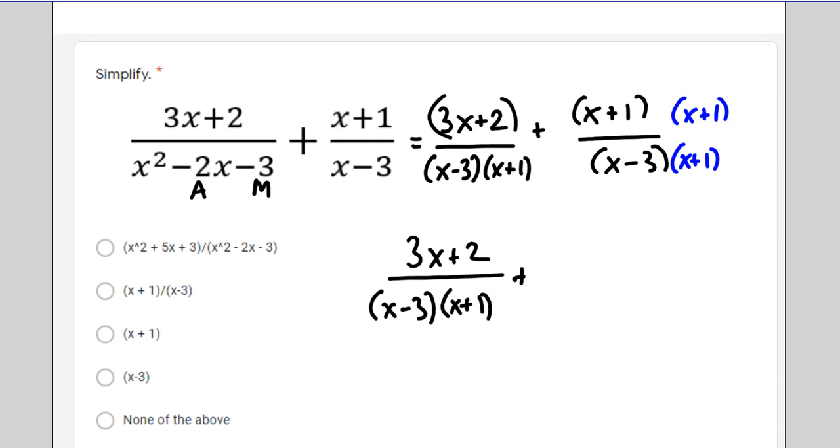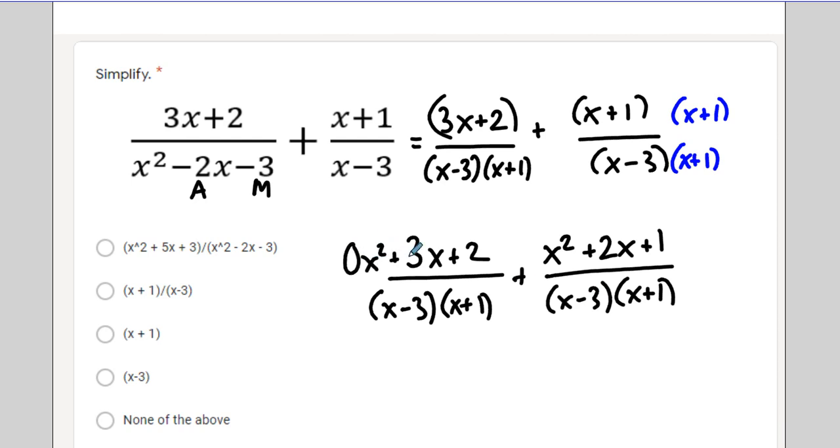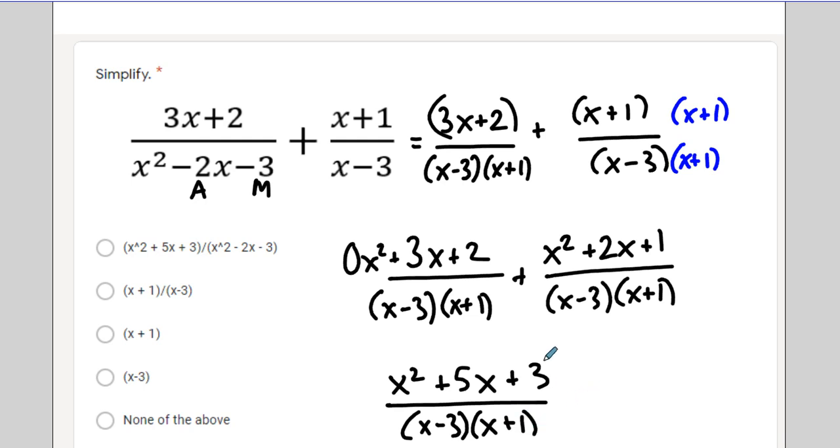Up here, I need to multiply it out, double distribution, x times x to be an x squared. I'd end up getting 2x's plus 1 once I multiply it all out. Now that they have a common denominator, I can just add all the top pieces. This is essentially 0x squareds plus 3x plus 2. If I add 0x squareds plus 1x squared, I get an x squared. 3x's plus 2x's is 5x's. 2 plus 1 is 3. The bottom is x minus 3 times x plus 1. The top can't be factored anymore, so it's x squared plus 5x plus 3.